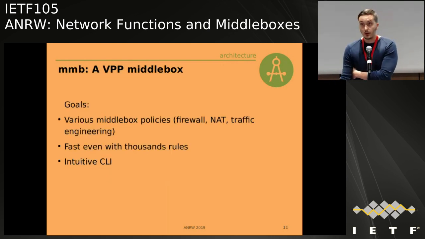So we chose to rely on VPP to implement MMB, which is a middlebox plugin for VPP, which has the following goals. It should be able to handle various middlebox policies, from firewalls, network address translators, or more complex traffic engineering policies. It should be fast, even with tens of thousands, 100,000 rules. And it should have, if possible, an intuitive CLI.